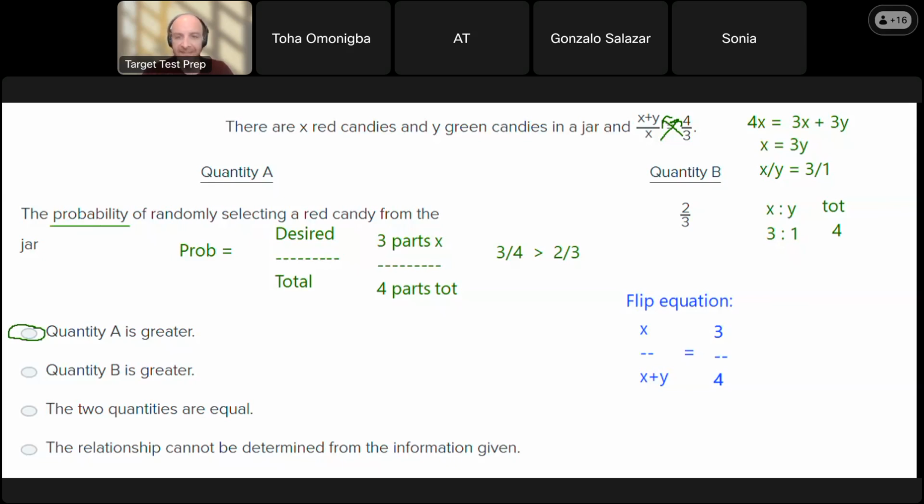Well, the x in the numerator, that is the number of reds. And x plus y, that is the total. That is exactly what I'm looking for, right? The probability of selecting a red. So I've got my 3/4 just like that.